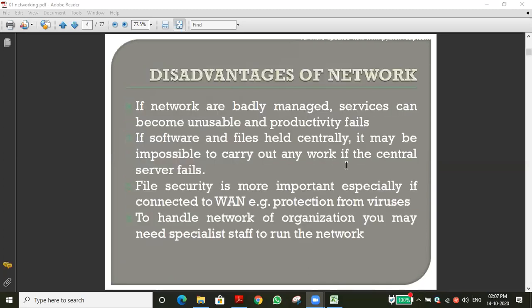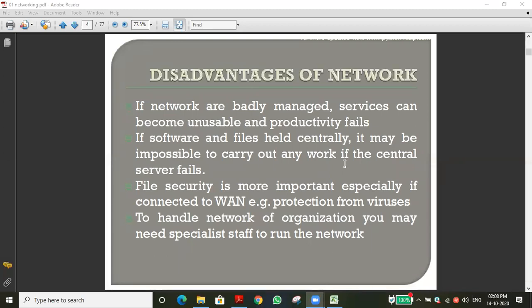The disadvantages: we need to maintain the network properly. Suppose the network breaks or anything is damaged, we wouldn't be able to retrieve the software or files stored in the network. We couldn't open them. Security is also a concern and a disadvantage. Anybody can try to hack our data if we store anything in the drive or on the internet, even in the servers.